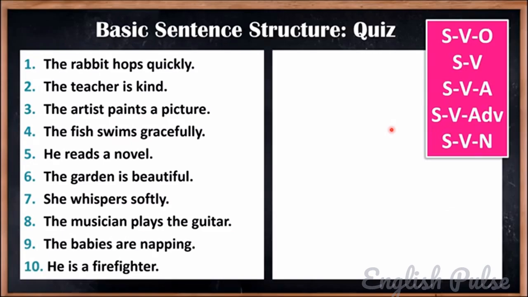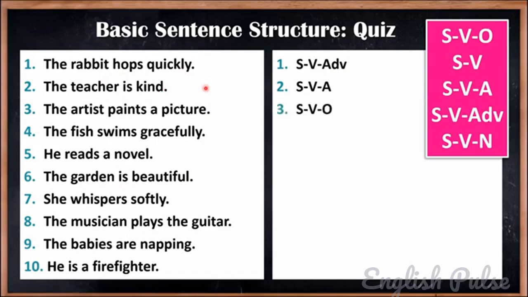So let's identify these together. Number 1 is subject, verb, adverb. The rabbit is the subject, hops is the verb, quickly is the adverb. Number 2 is subject, verb, adjective. The teacher is the subject, is the verb to be, and kind is the adjective that describes the teacher.